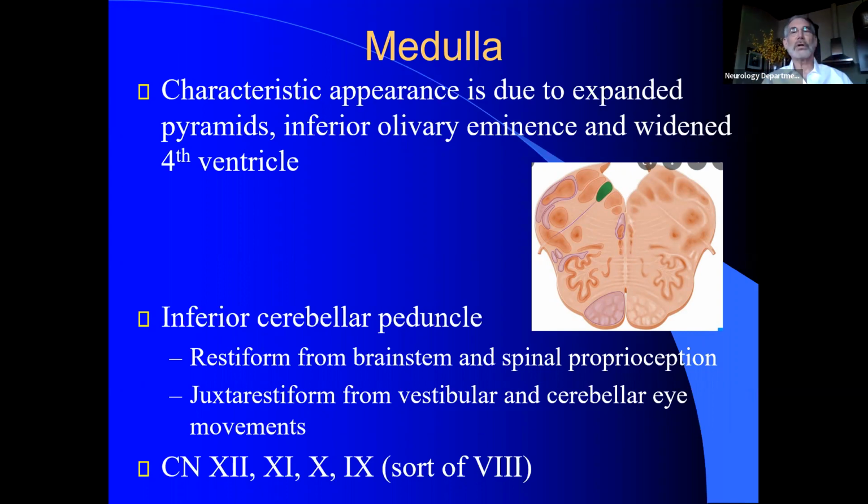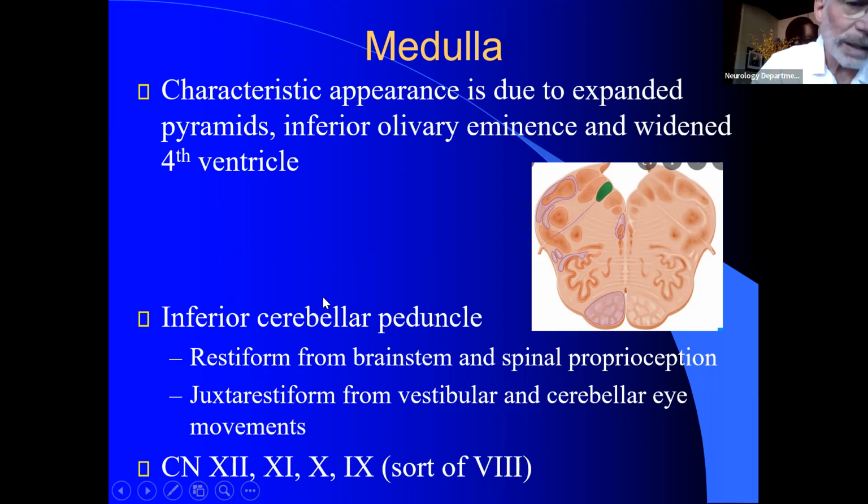But if we now start to look at the various portions of the brainstem, we know that the medulla has its characteristic appearance. This is the most typical view that we see. You have the pyramids up here, you have the fourth ventricle back here, and these eminences, which are due to the inferior olive. This is what makes the medulla look like the medulla. But there are also these very important inferior cerebellar peduncles, which are going to be coming up.